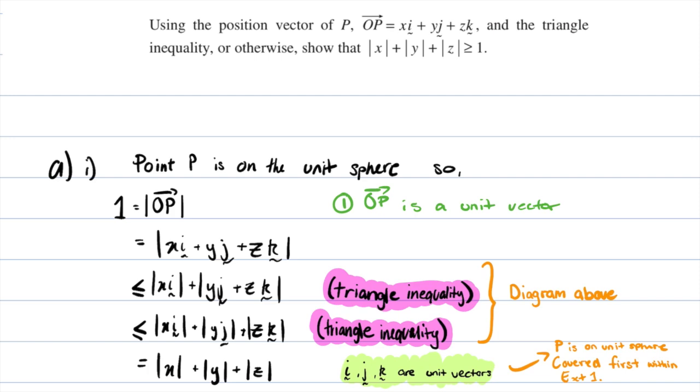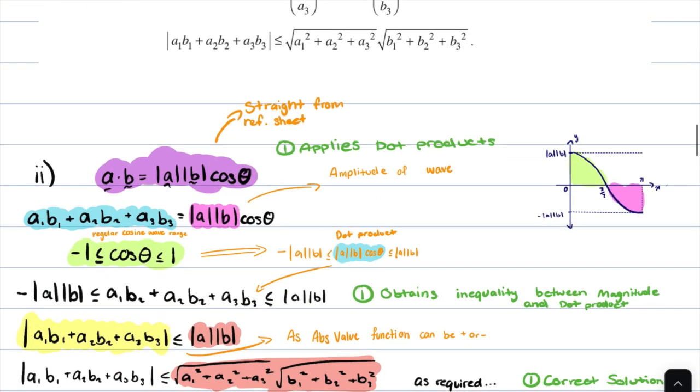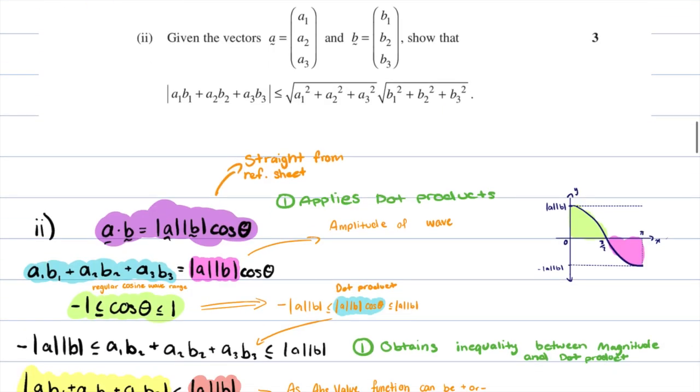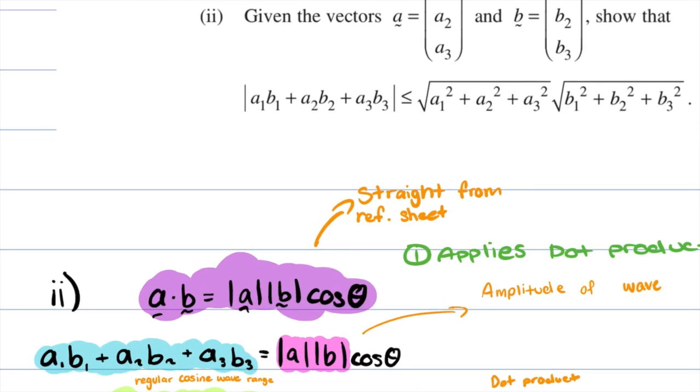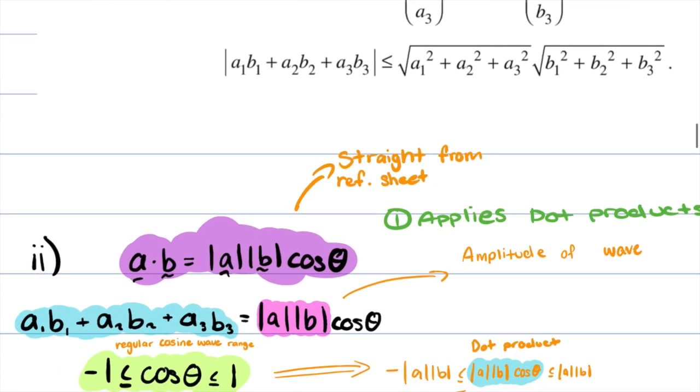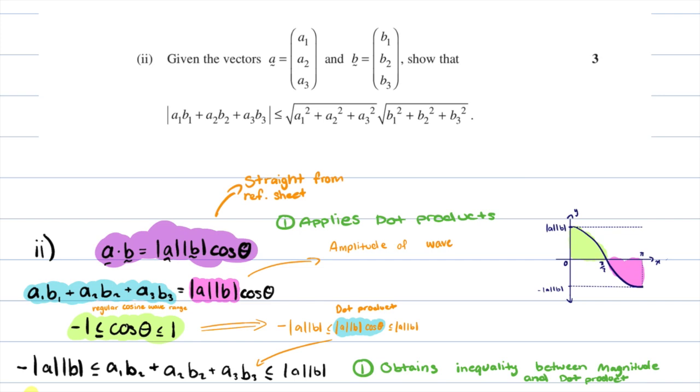Moving on to part 2, we can start with our dot product, which is straight from the reference sheet. We know that the dot product between two vectors is equal to the magnitude of the two vectors times cos of the theta between the vectors. This is straight from our reference sheet. We get our first mark for applying the dot product of these two vectors.